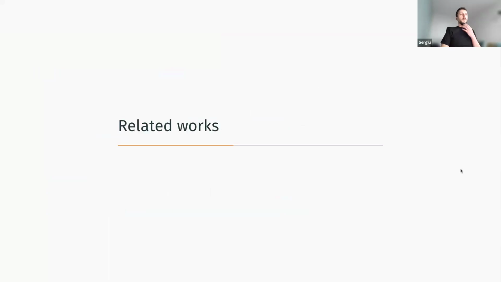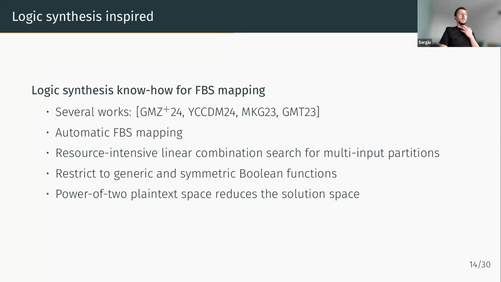In the literature there are several works which treat the same problem. Two main categories can be distinguished. The first one is related works which use the know-how from the logic synthesis domain in order to do this mapping. There are plenty of works, some cited here.